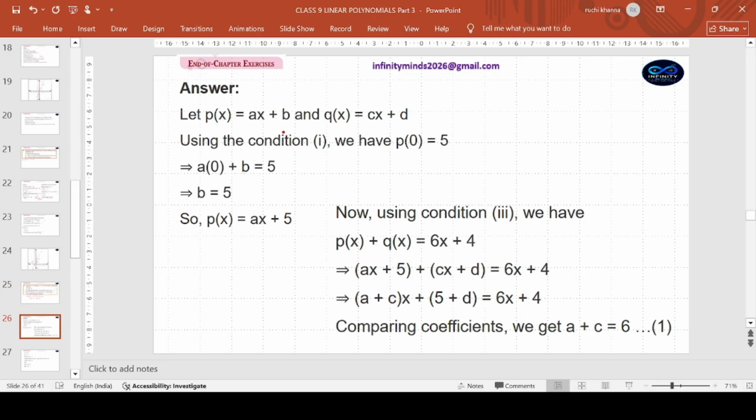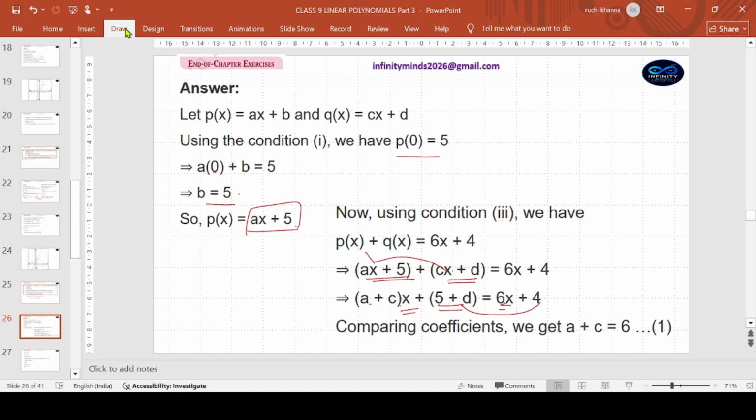Step number 1, I've already explained. P of 0 is 5, so put x equals 0, we get the value of b. So the expression becomes ax plus 5. Now using the third condition, the sum: P(x) has now come as ax plus 5, and cx plus d as it is. Now ax and cx are like terms, put them together. 5 and d are constants, so let us equate constant with constant, and the coefficient of x with the coefficient of x.